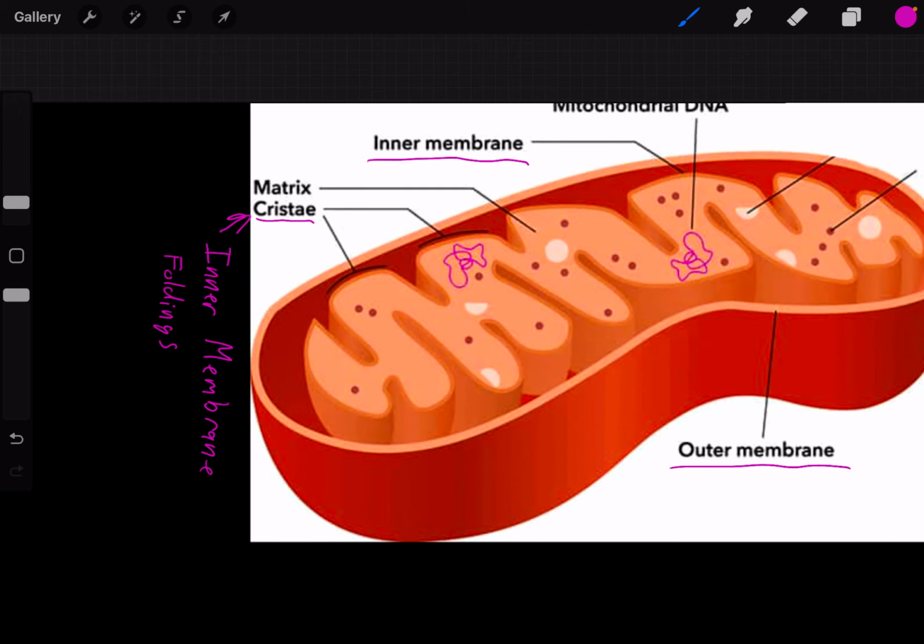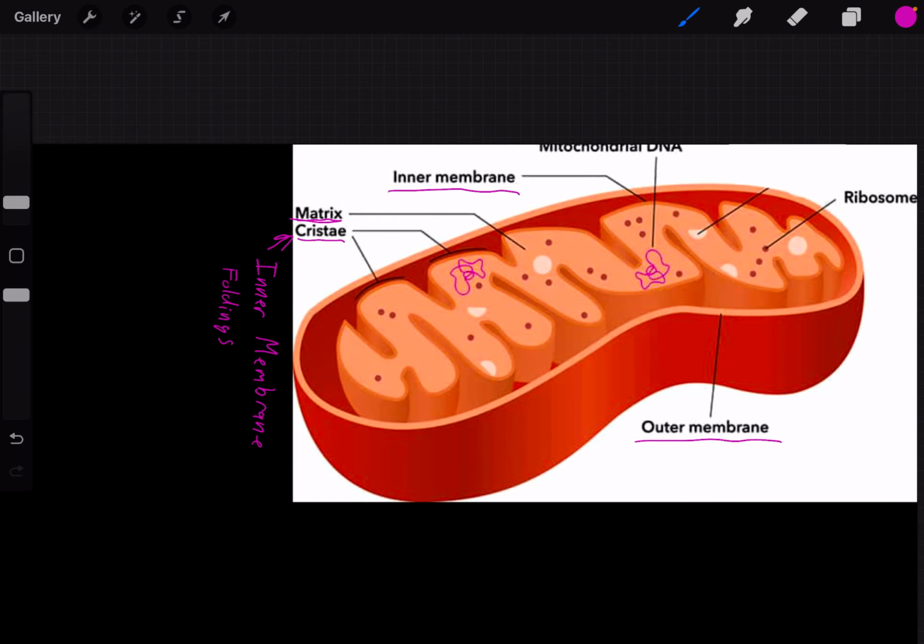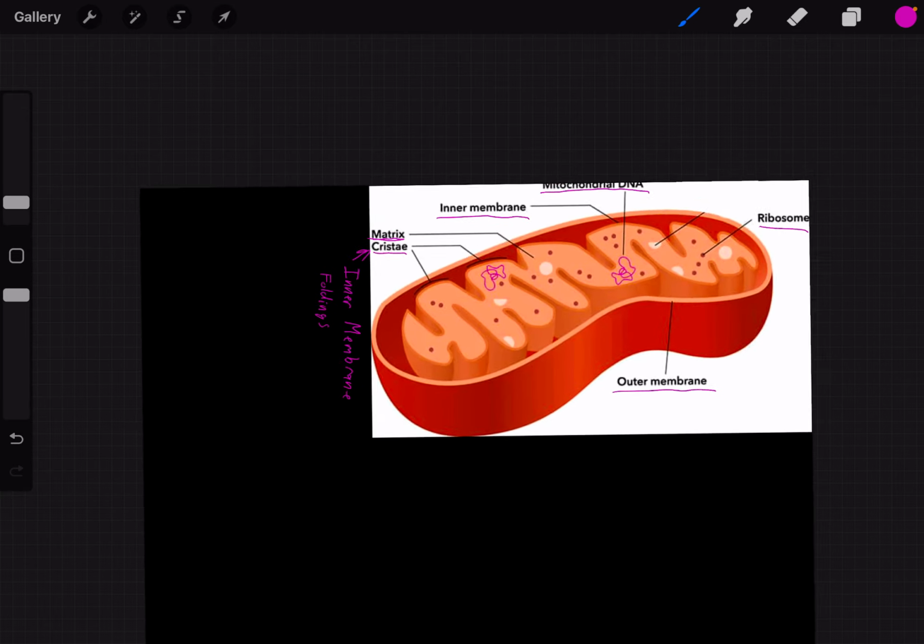Other than that, what is inside of the mitochondria is the matrix. The matrix is the space inside, and this will come in handy when you have to know the difference between the inside of a chloroplast and the inside of a mitochondria. So the matrix is any space inside the inner membrane. Of course, inside the inner membrane, we have the mitochondrial DNA and ribosomes as well. Ribosomes do create protein, so that means the mitochondria does produce proteins, and it also has its own set of DNA. So it's really important to know that mitochondria has its own set of DNA.